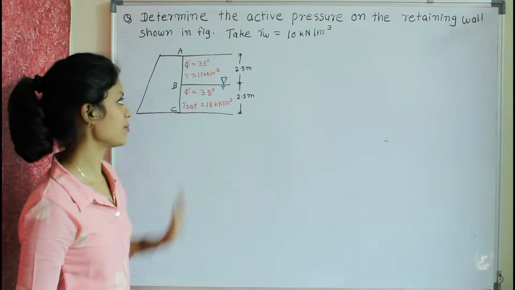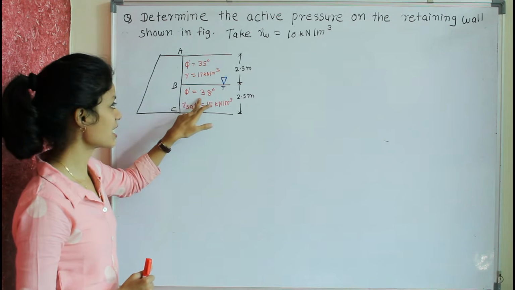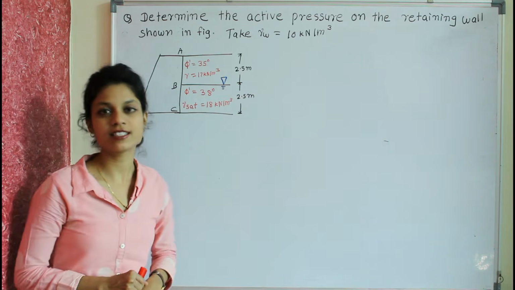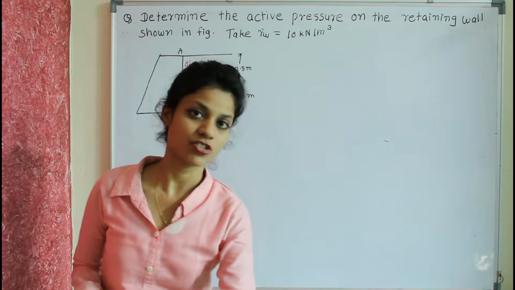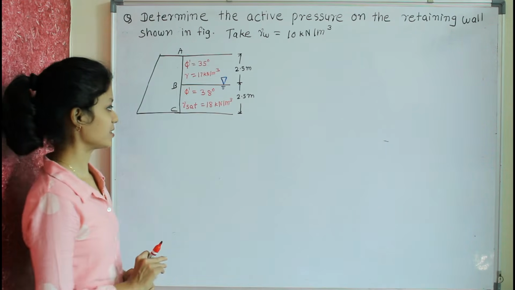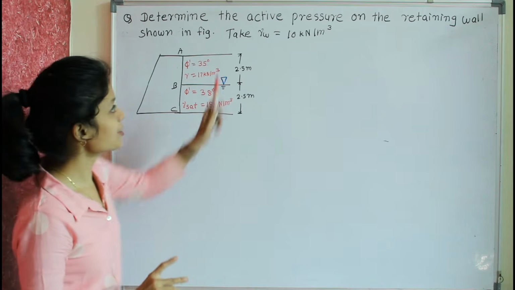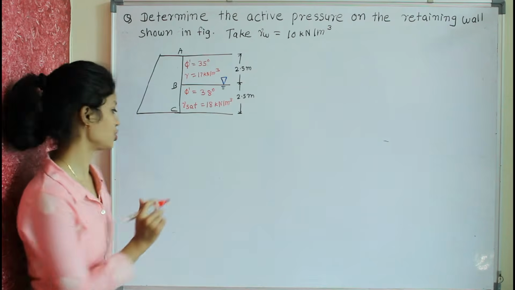That is 2.5 meter. And phi equal to 35 degree for first and for second phi equal to 38 degree. You can see here phi for both layers is different. Okay. phi 1 and phi 2 is not same in this question. So let's start. Firstly, it is active pressure. That means first we have to find coefficient of active earth pressure.